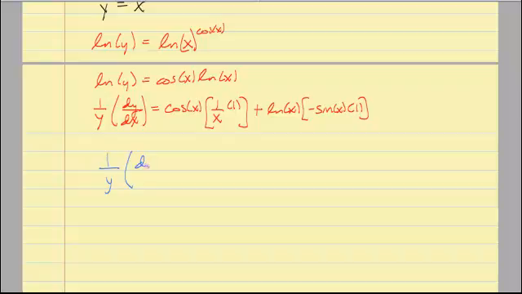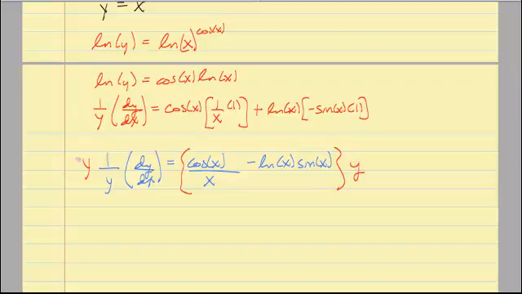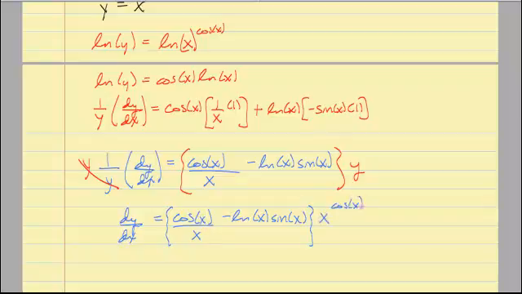So let's go ahead and clean this up. 1 over y dy dx is equal to cosine of x over x, and of course don't you dare try and cancel those x's, minus ln of x sine of x. To finish this off, I multiply both sides through by y, remembering that y has to distribute. The y's cancel, and I am left with, on the left, what I want. dy dx, that's my derivative, is equal to cosine of x over x minus ln of x sine of x, and this entire quantity is going to be multiplied through by y. And remember, y was equal to x to the cosine of x.